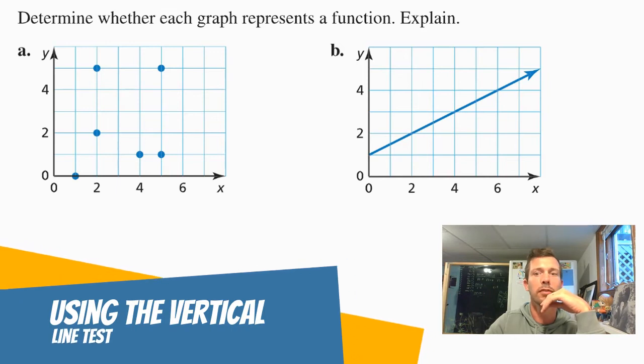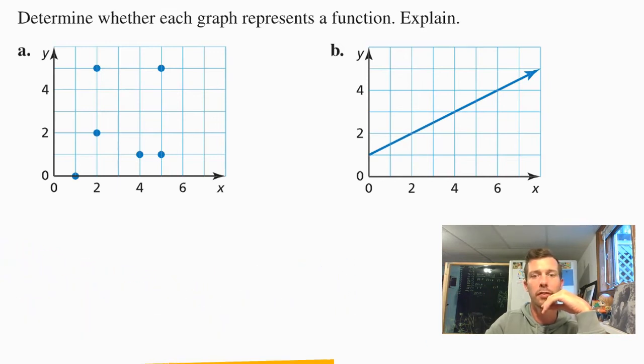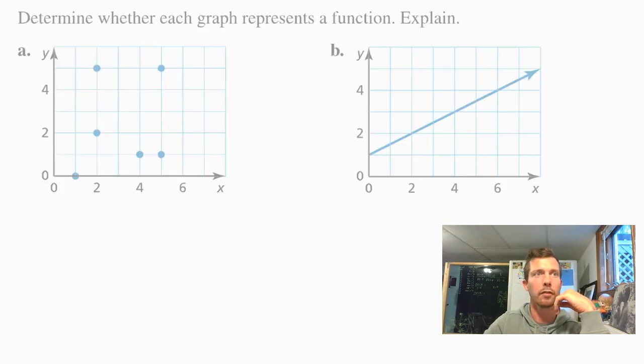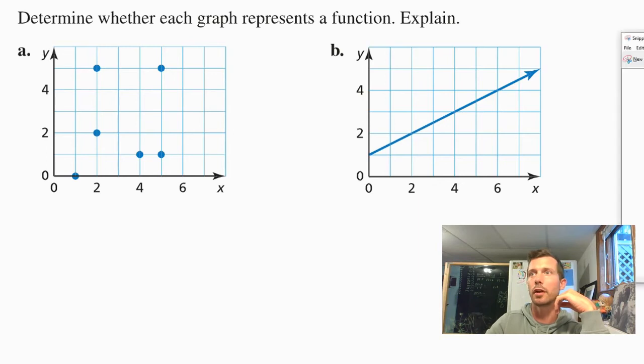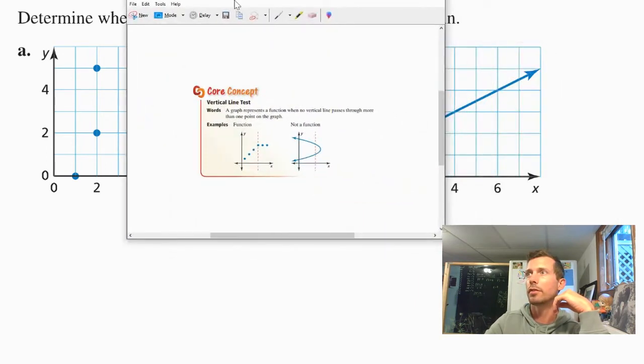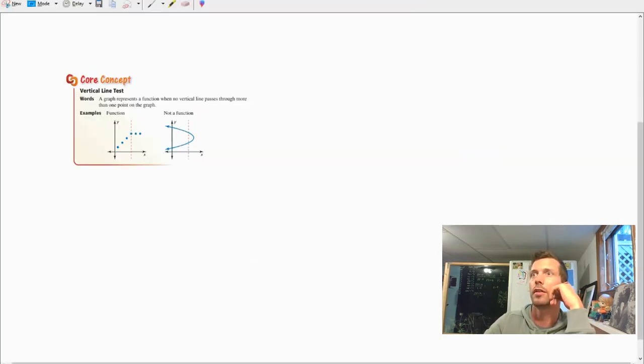Some of you guys may have seen that before. You may have talked about the vertical line test before, but I'm going to go ahead and put up a diagram real quick for you about the vertical line test. And here is a core concept that we need to know. We want to make sure that we remember this. So, the vertical line test: a graph represents a function when no vertical line passes through more than one point on the graph.